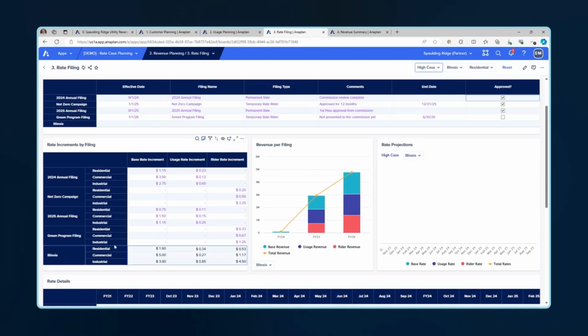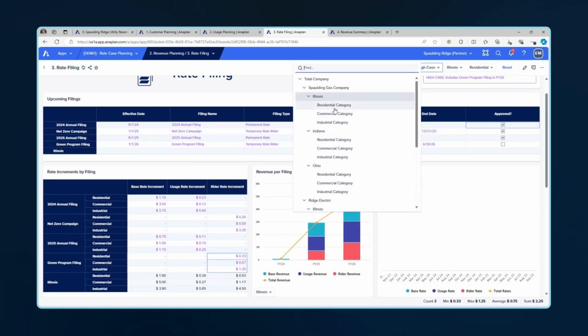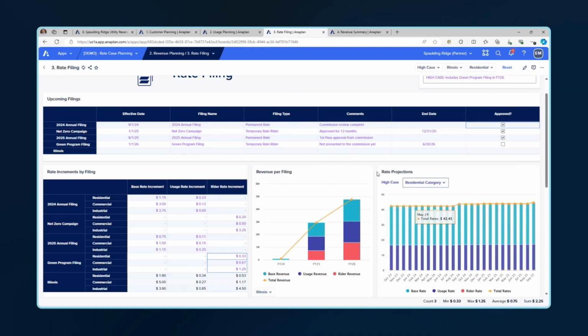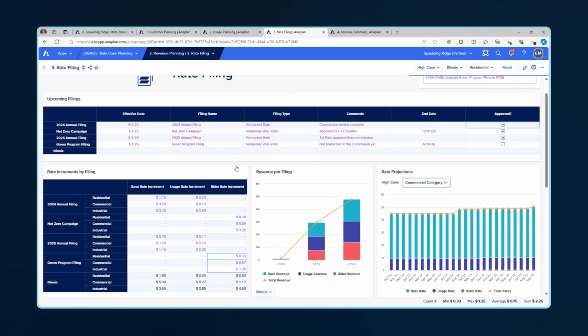The summary here in all of Illinois, you're seeing all of the filings that are planned. 2024, net zero 2025. And again, like I shared previously, that green program, you're only going to see on our high case. So here where we have our high case selected, we're going to enter in those rider rate increments. All right. And if I drop into individual rate categories, you'll be able to see the rate projections for each rate category based on the increments that you've entered for the filings.